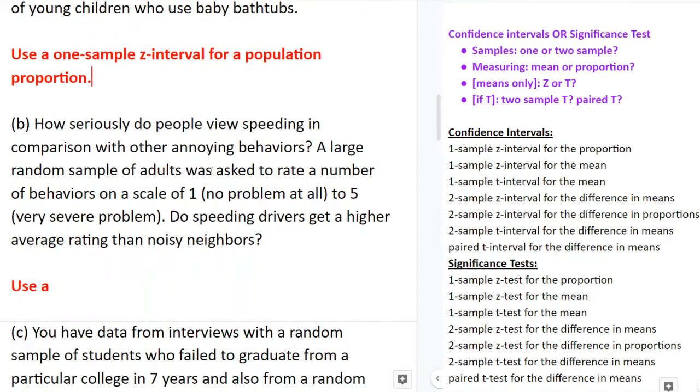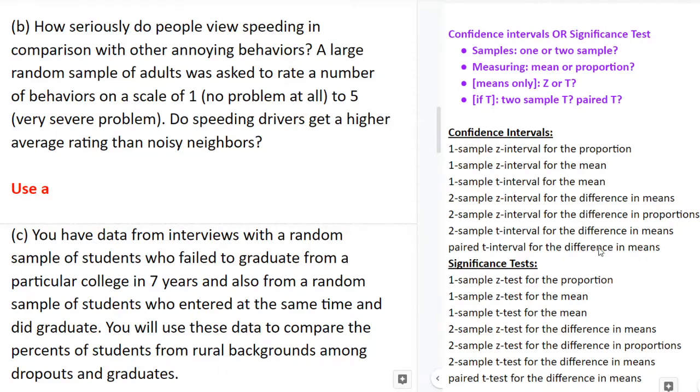All right, so go ahead and read letter B. So when we're making the decision here, we need to look at the data that's being collected. These adults are being asked to rate two different things. So they both rate a number on 1 to 5 for speeding drivers and noisy neighbors. So one person is giving two different ratings. Because we don't know the population standard deviation, and this is not a proportion, this is just a rating, we're going to have to use a t-test.